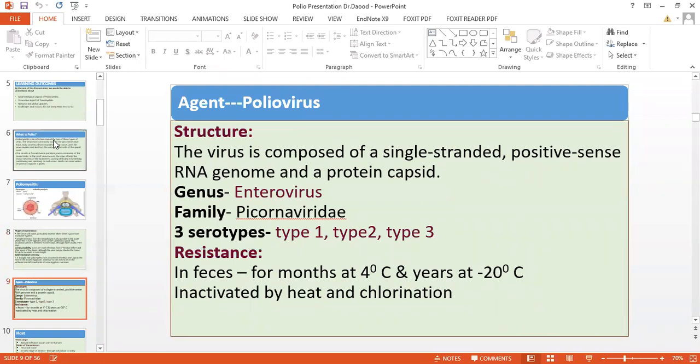Let's talk about the agent, the virus itself, and its structure. The virus, as I told you, has a single-stranded positive-sense RNA genome and a protein capsid. The genus is Enterovirus, and Picornaviridae is the family. There are three types: type 1, type 2, and type 3. In feces, it can survive for months at 4 degrees, and at minus 20 degrees, it can survive for years. It is rapidly inactivated by heat and chlorination.